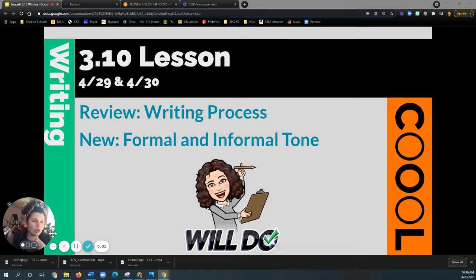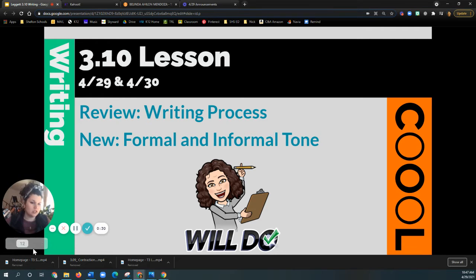Okay, folks, so our lesson is going to get broken up this way. We're going to review the writing process, and while we're reviewing, I'm going to introduce something new: this idea of formal tone and informal tone. There's a Kahoot that I want you to do for formal and informal. It's really good practice. And then I'm going to walk you through the assignment, okay? So let's jump into this.